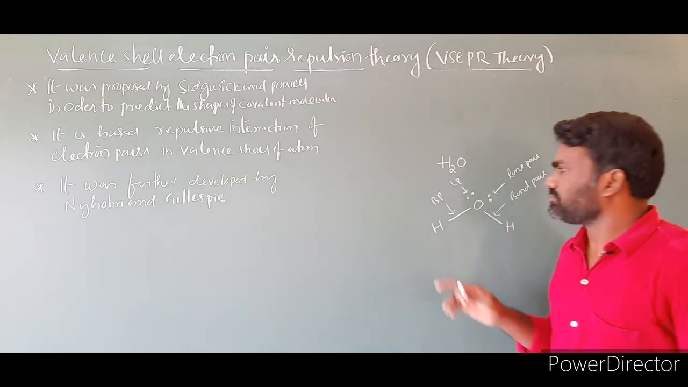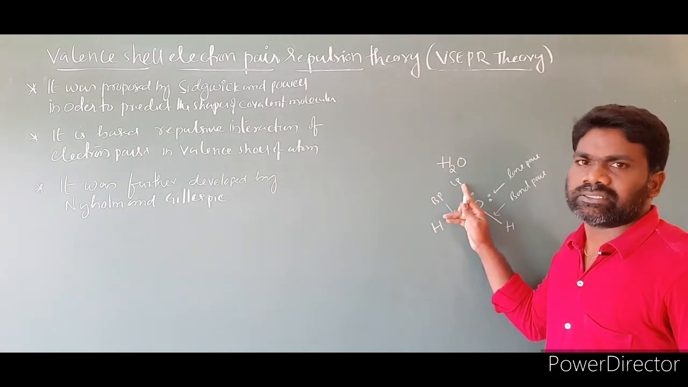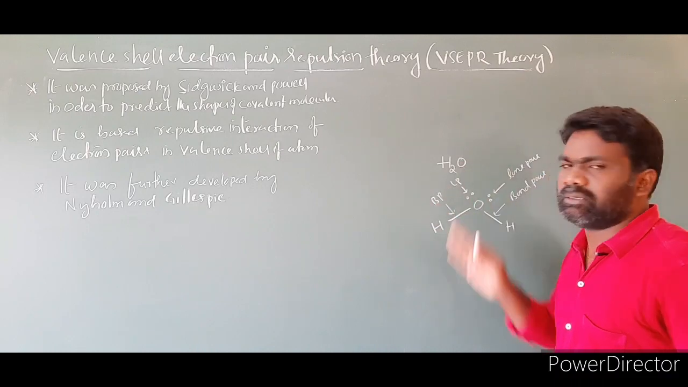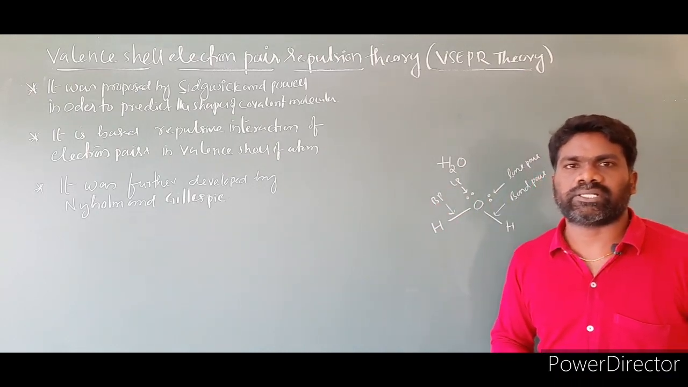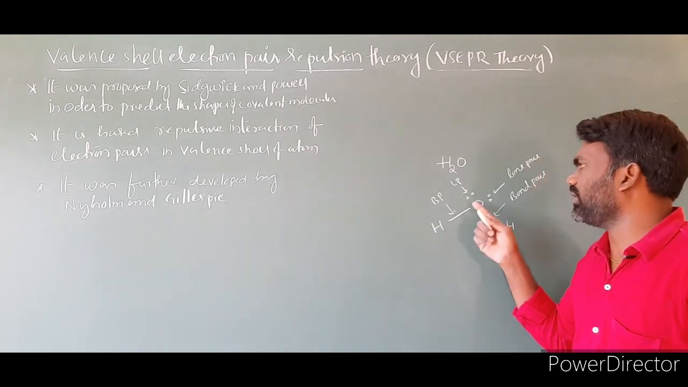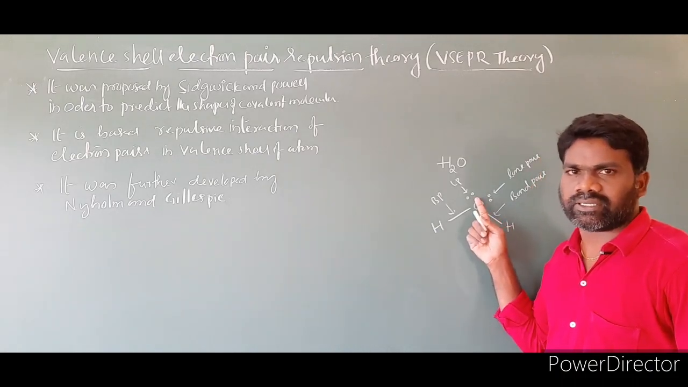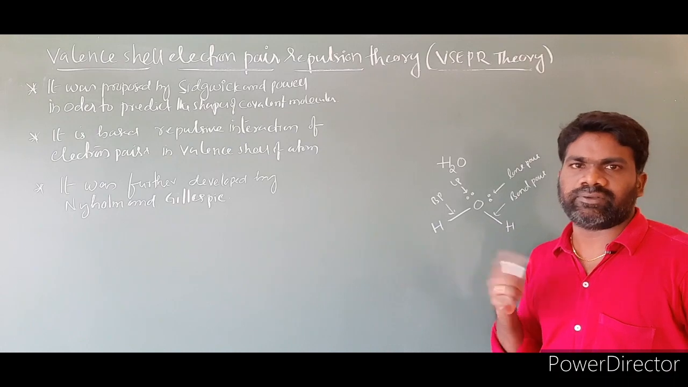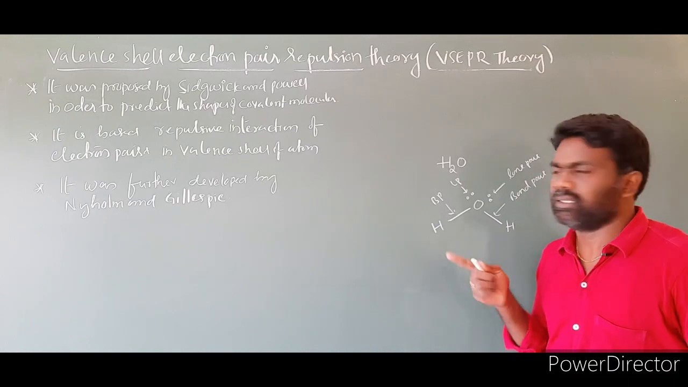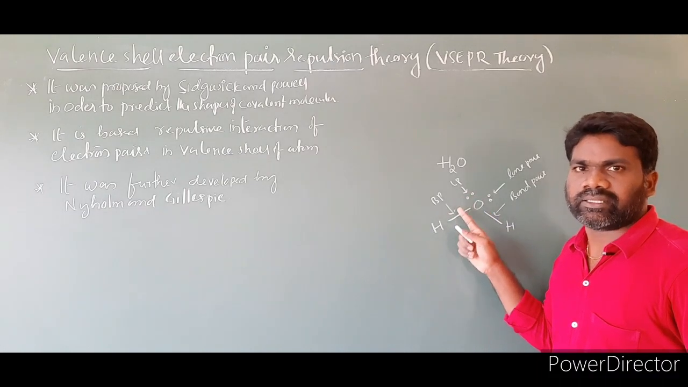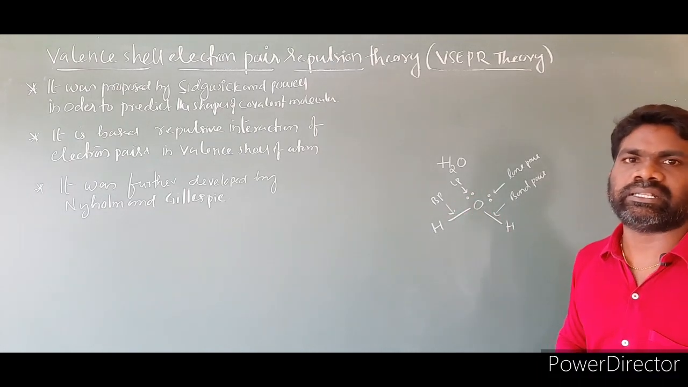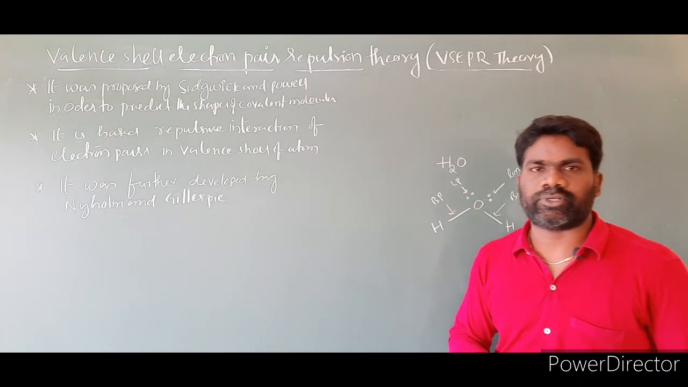Another point is that these electron pairs, bond pairs and lone pairs, all repel one another because their electron clouds are negatively charged. Already we know that electrons are negatively charged, and negative charges repel each other. This is point number 2.